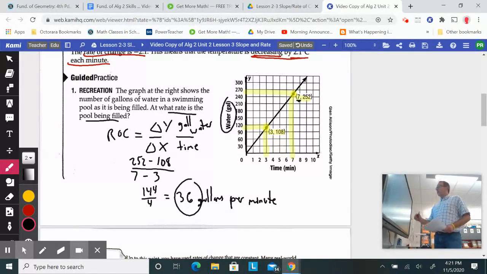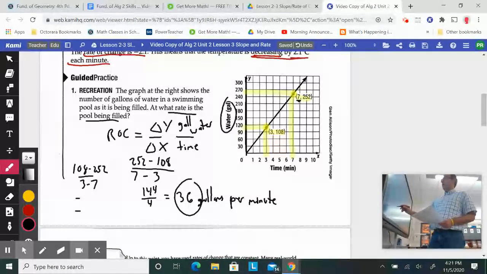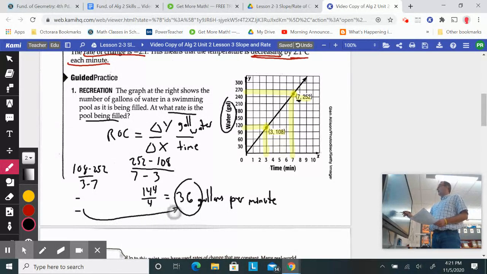Now you might say, what if you had done the 108 minus the 252 and then the 3 minus 7? You would have had a negative over a negative, which still would have been a positive, and it still would have been a positive 36. So either way, it would have worked out.